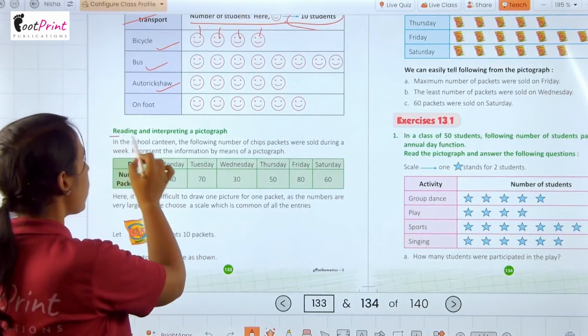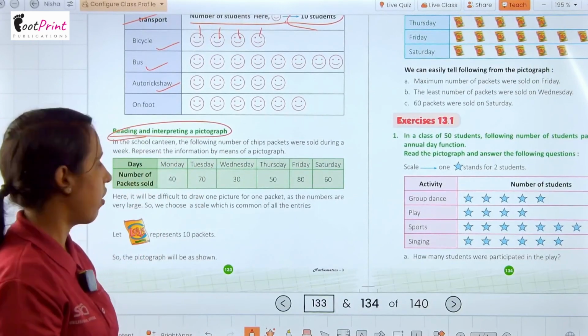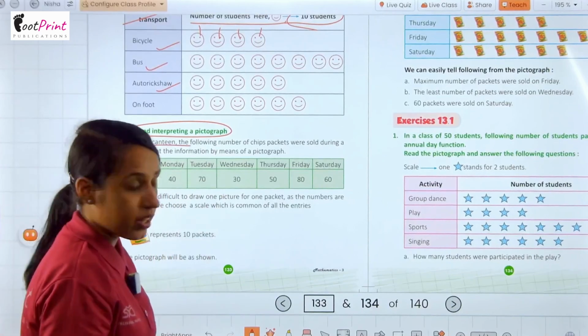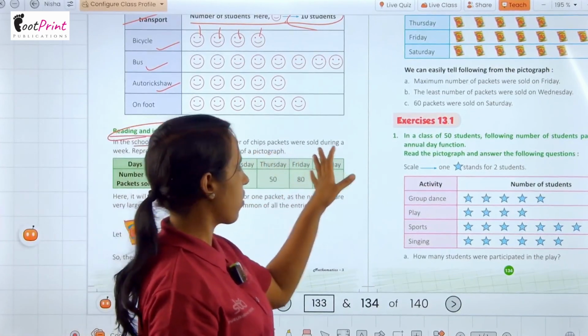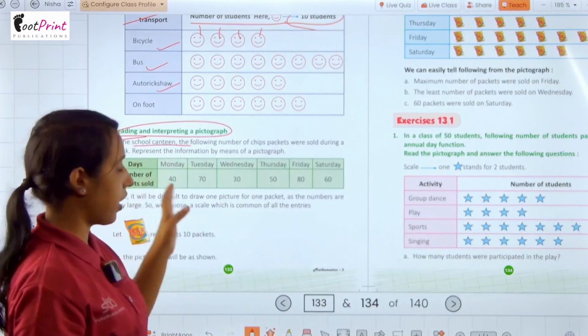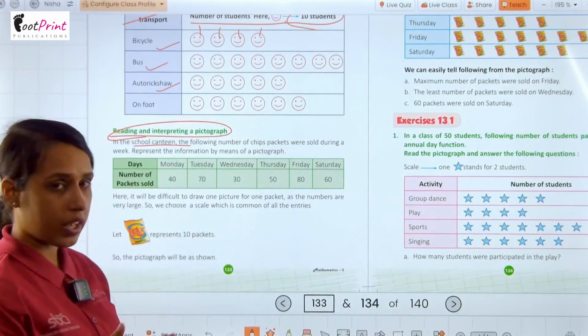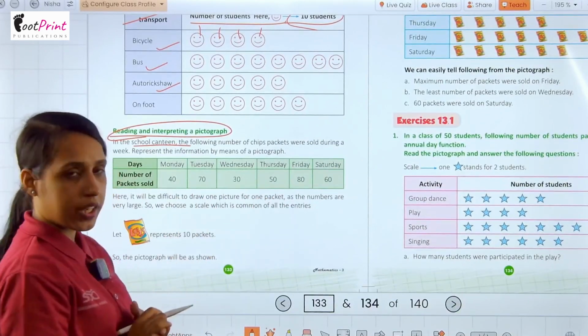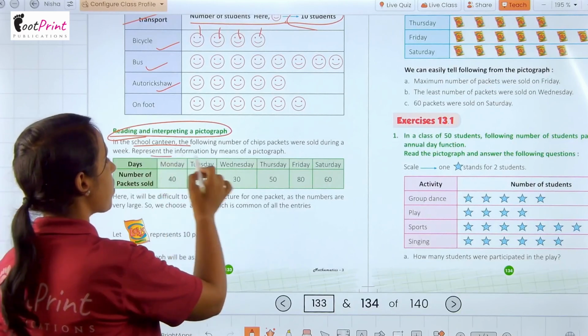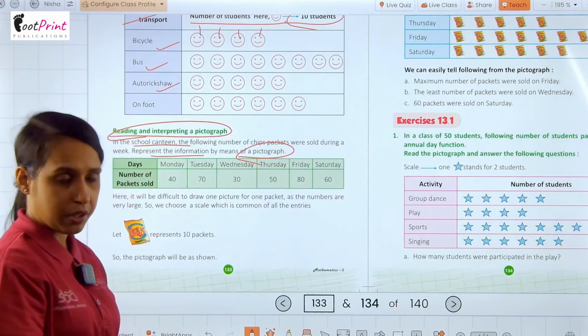we learn how to read and interpret a pictograph. In the school canteen, the following numbers of chips packets were sold during a week. The number of packets of chips sold in one week is given here as data, and we have to represent this information using a pictograph.